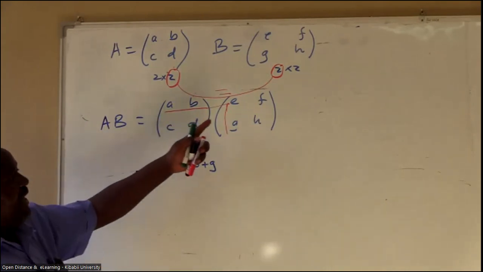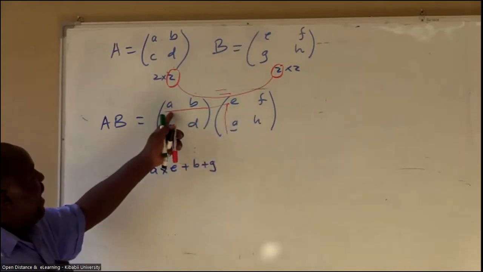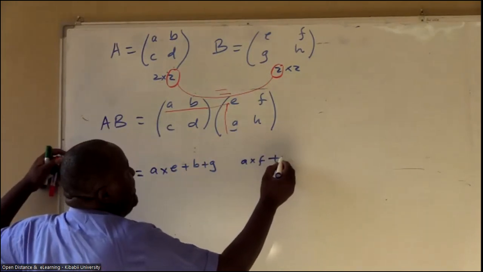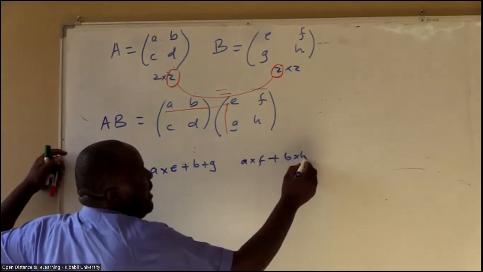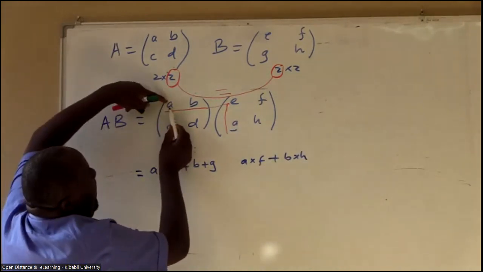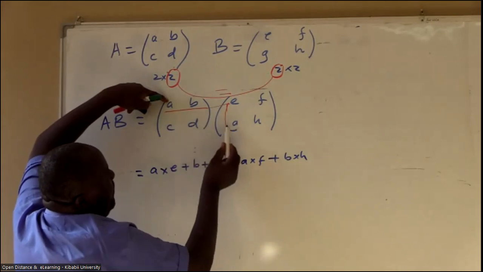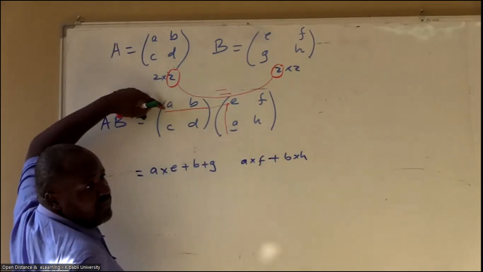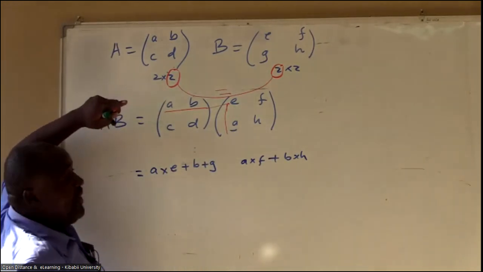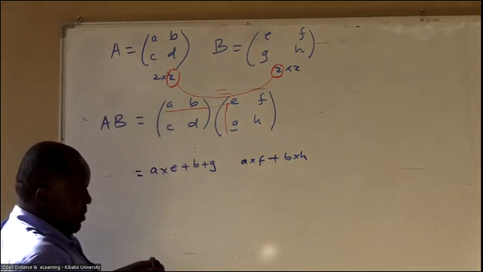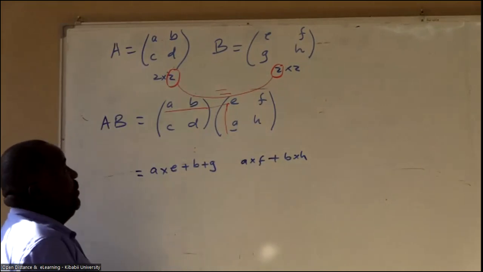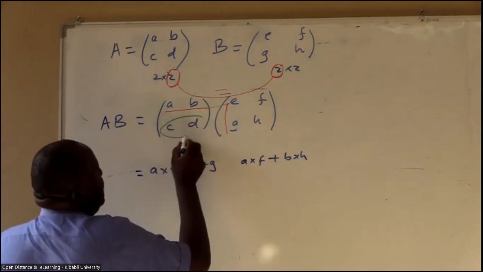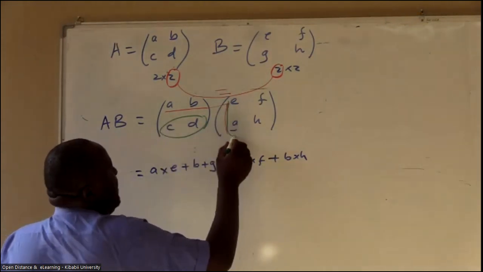Then, for the second column, A times F plus B times H. It is the first with the first, the second with the second. Similarly, repeat the process for row 2. For row 2, I want you to understand which elements multiply which.